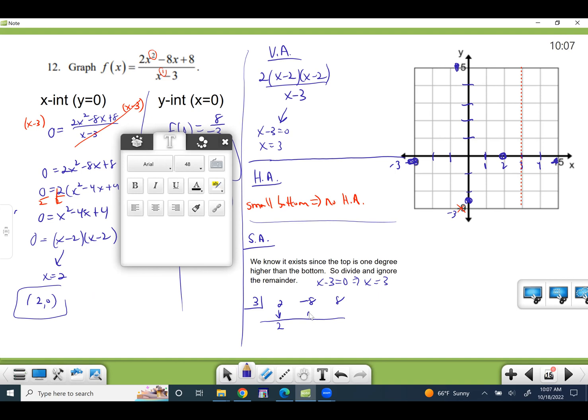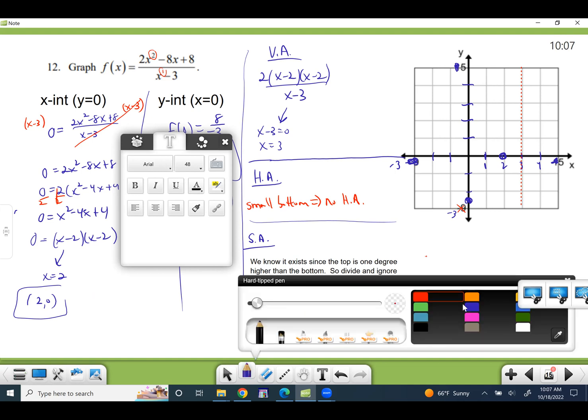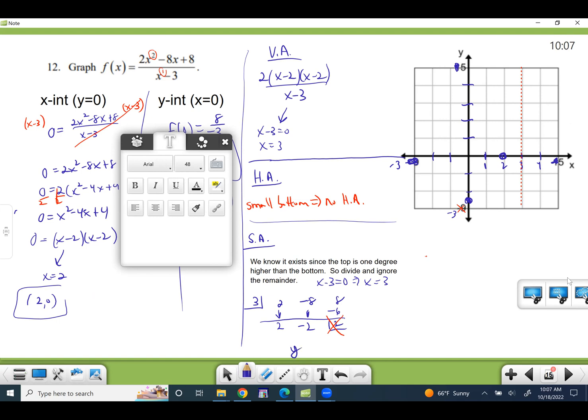3 times 2 is 6. 3 times -2 is -6. And who cares? Because we're going to ignore the remainder anyway. So I didn't even really need to find that, you guys. Bam. So if we write this out, this is going to be the line y equals 2x take away 2. That's going to be where our slant asymptote is.